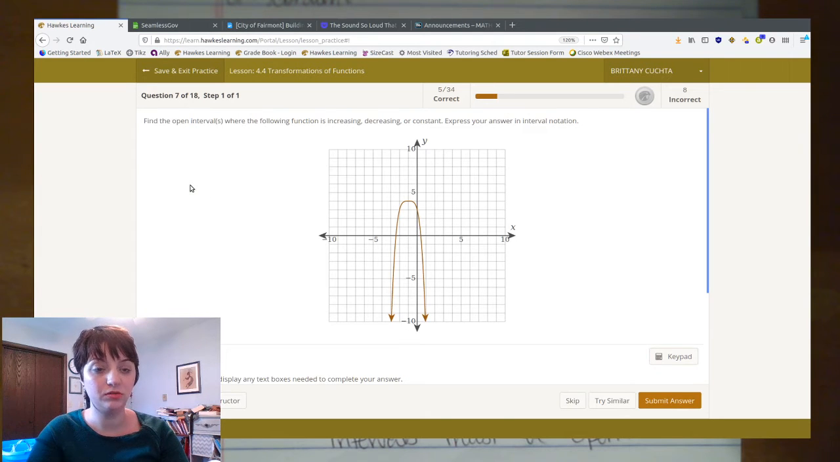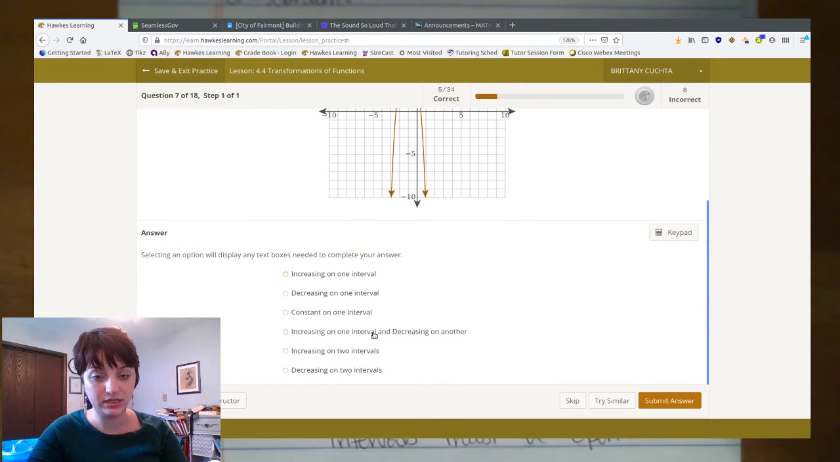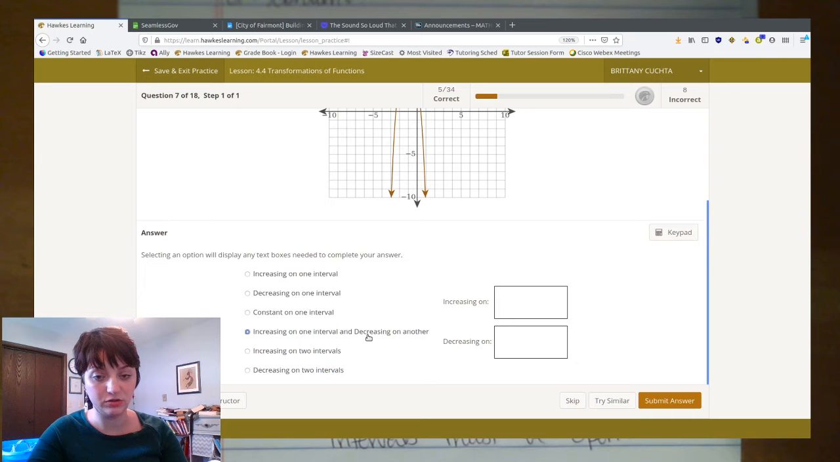Here's a similar monotonicity question. Find where it's increasing, decreasing, or constant. So if I draw this, or if I think about the slope, here my slope would be positive, and then my slope turns negative. So it's increasing on one interval and decreasing on another, and they give you a box for each. So I have to pick the right choice here, and then I have to enter the right intervals in the correct box. Okay?